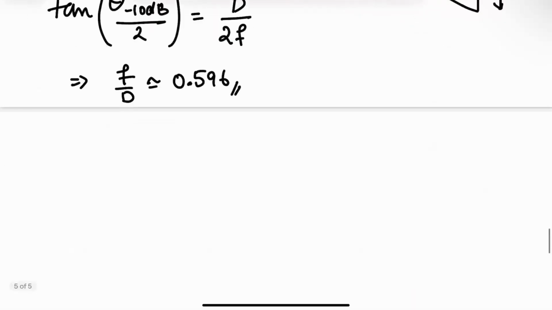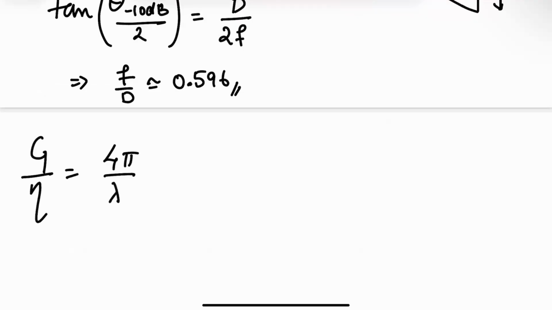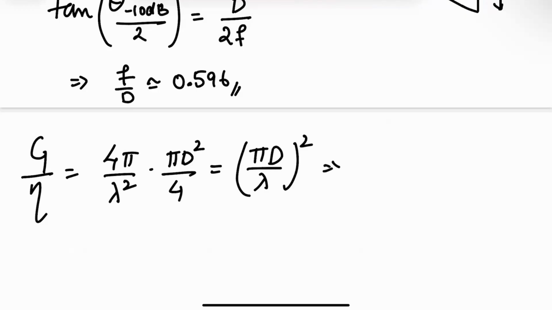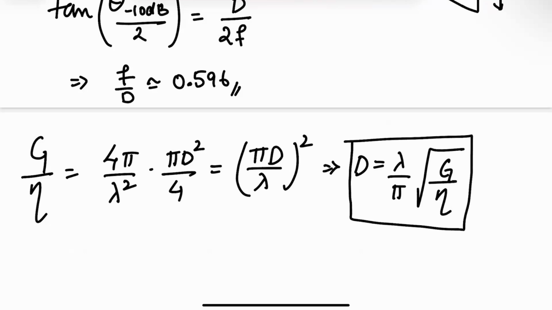Now we want to go to gain. I know gain over efficiency is nothing but 4 pi over lambda squared times the physical aperture, which is pi D squared over 4. So this whole thing turns out to be pi D over lambda, whole squared. That gives me a value for D, which is lambda over pi times the square root of G over eta. Once I have this D, based on the wavelength of my choice, the gain that I like, and the efficiency that I have, I can get D, and then from D and F over D, I can get F. And that completes the design.